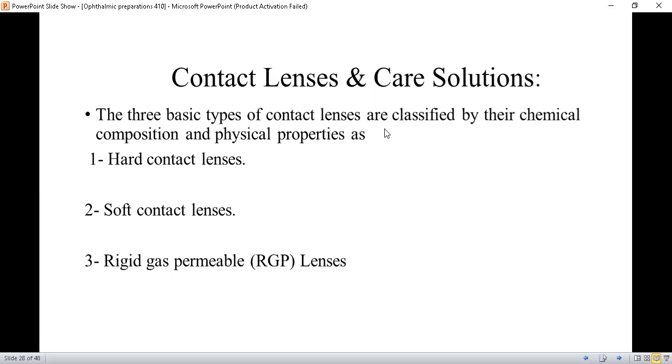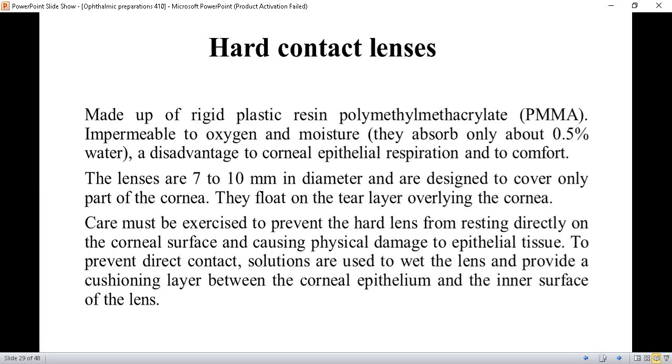Students, basically there are three types of contact lenses, and these lenses are classified on the basis of their chemical composition and physical properties. These three types are hard contact lenses, soft contact lenses, and rigid gas permeable lenses. So let's start with the first one, hard contact lenses.